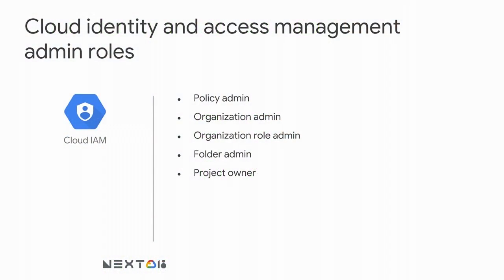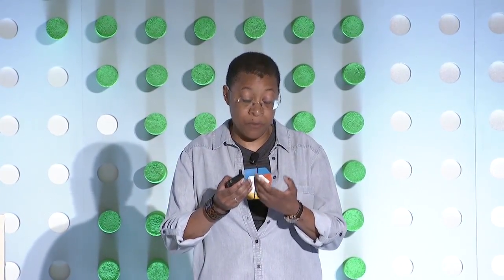As on-prem, in GCP you have a number of privileged roles, like your super user accounts. These are the ones that you really need to apply least privilege to, and restrict the number of users who are granted them. The policy admin gives the person who has that role the ability to manage organization policies all throughout the organization. The organization role admin gives them the ability to create custom roles that apply throughout the organization. And folder admin and project owner are pretty self-evident.